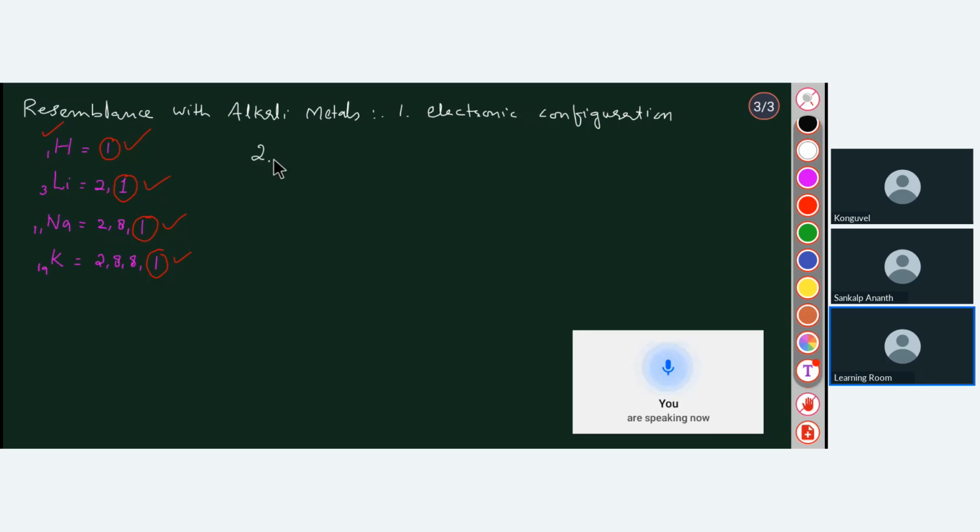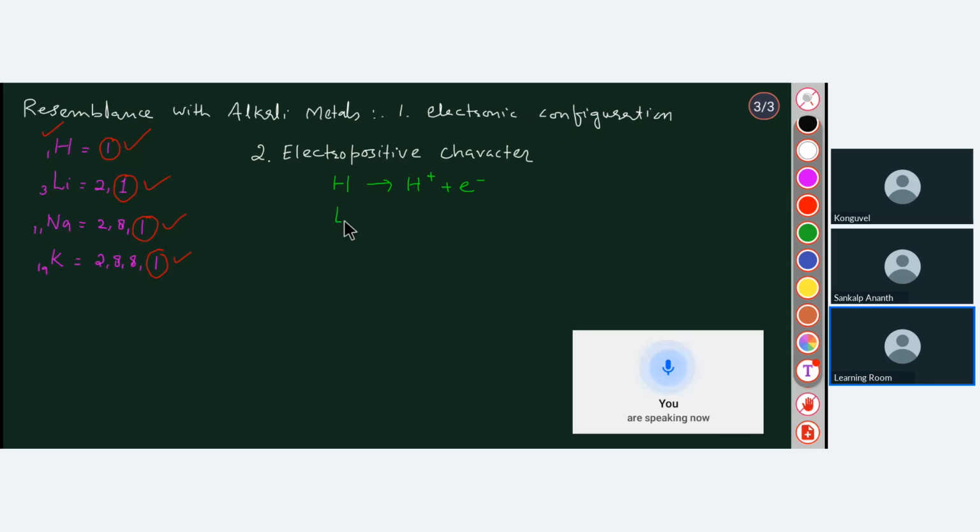Okay, let's see the next point. Alkali metals form positive ions, and hydrogen also forms a positive ion, right? Yes, sir. That means we can say electropositive nature. I hope you remember what electropositive means. Yes, sir, the tendency to carry a positive charge when forming an ion. Exactly, electropositive means tendency to lose electron. Electropositive character. For example, hydrogen can lose its electron and form the cation, that is H positive, right?